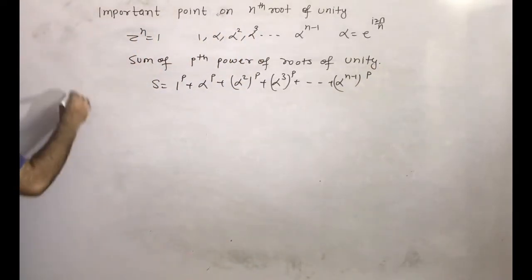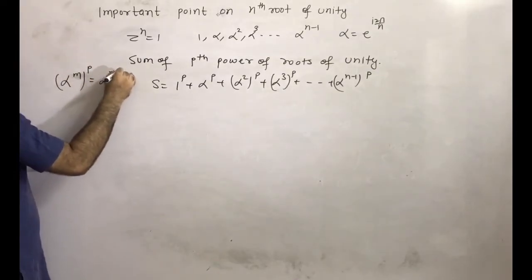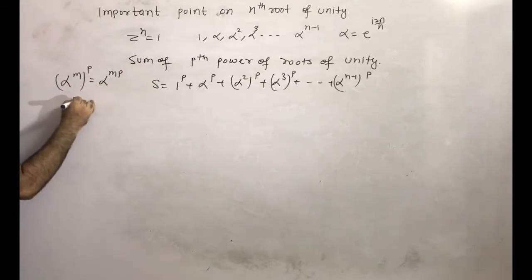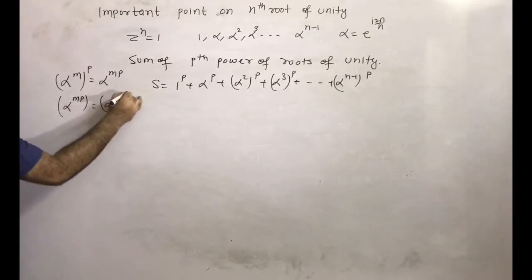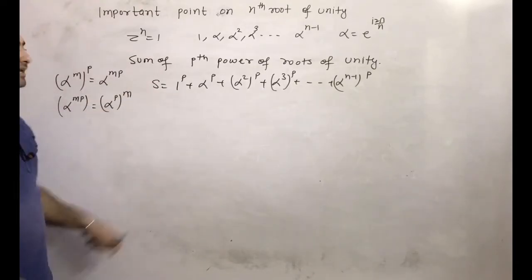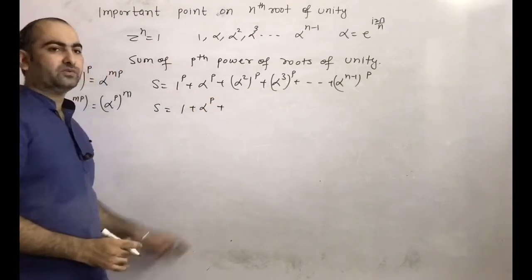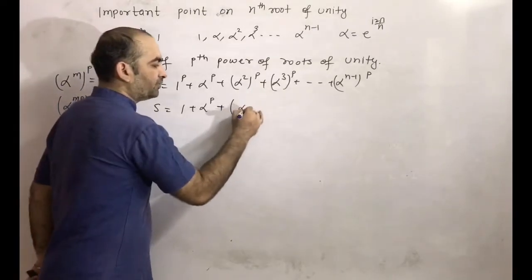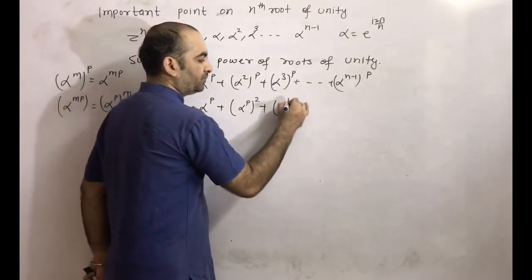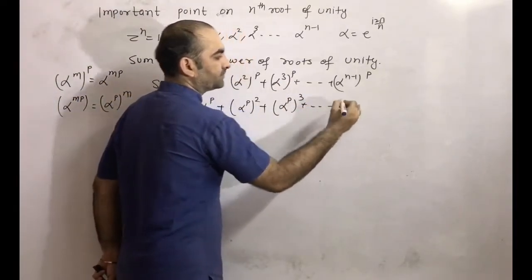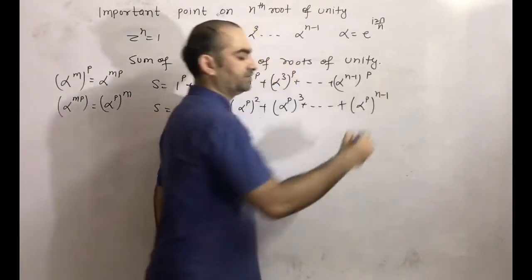Now alpha to the power m to the whole power p, this one we can write as alpha to the power mp. After that, alpha to the power mp we can write as alpha to the power p to the whole power m. Similarly, S equals 1 to the power p, which is 1, plus alpha to the power p, plus alpha squared to the power p, which we can write as alpha to the power p to the whole square. Similarly alpha cubed to the power p we can write as alpha to the power p to the whole cube, plus so on, plus alpha to the power p to the whole power n minus 1. This one we can write down.